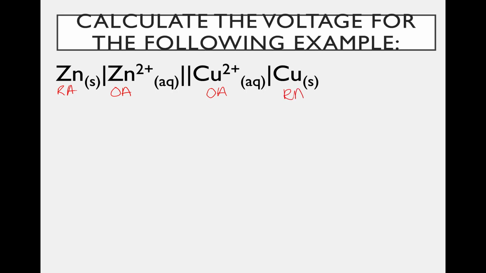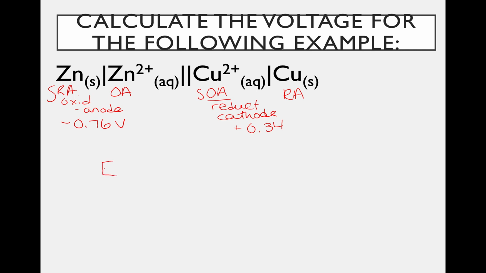Your strongest reducing agent is your zinc, and your reducing agents undergo oxidation, and this happens at your anode. So we'll grab that cell potential from your data booklet, and it's negative 0.76 volts. Then for your copper half reaction, your copper 2 positive will be your strongest oxidizing agent. Oxidizing agents undergo reduction, and that always happens at the cathode. So we'll grab that half reaction's value from your data booklet, and it's positive 0.34.